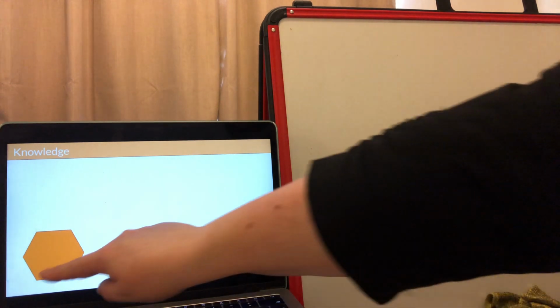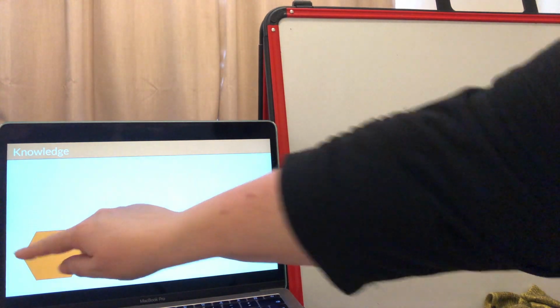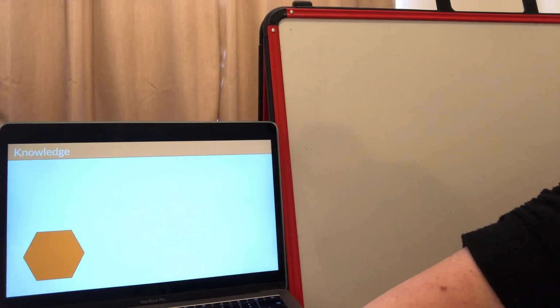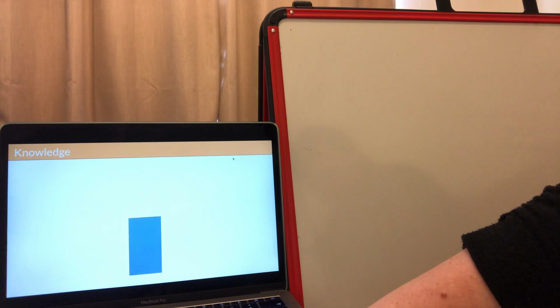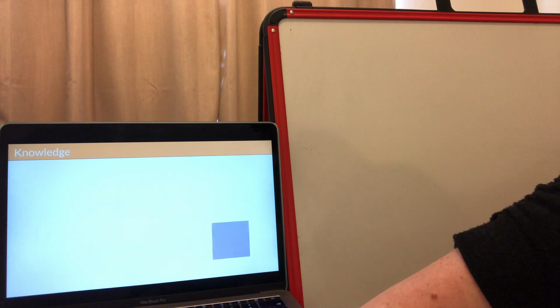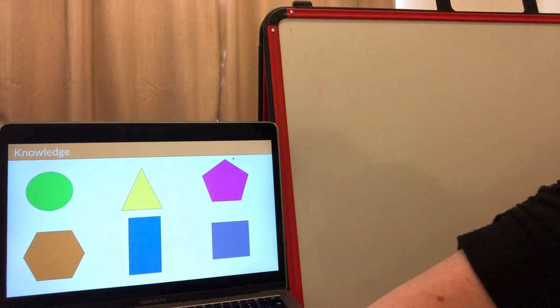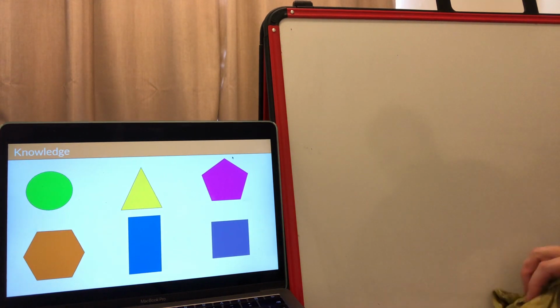Hexagon. It's got 1 2 3 4 5 6 corners. Hexa means 6. Hexagon. This one is an oblong. Sometimes you'll see it called a rectangle as well. And a square. Okay, so just take a couple of minutes and tell a grown-up or one of your brothers or sisters what each shape is on that slide. You can pause the video while you do it.